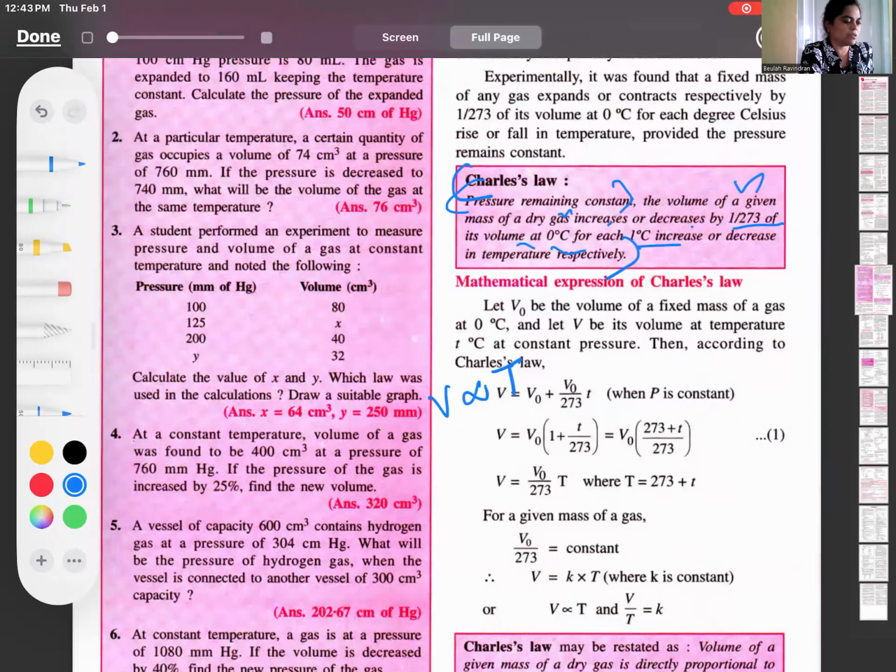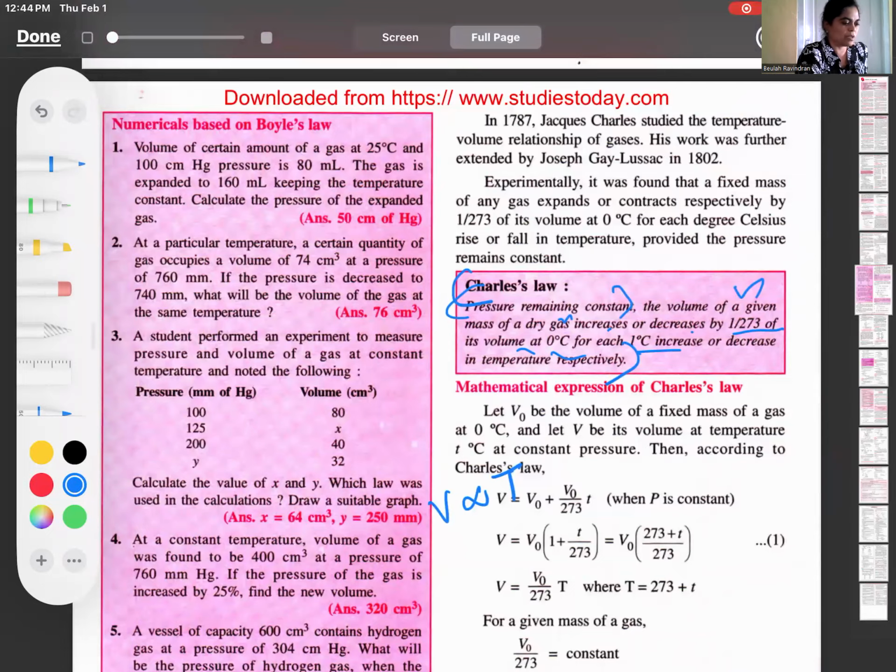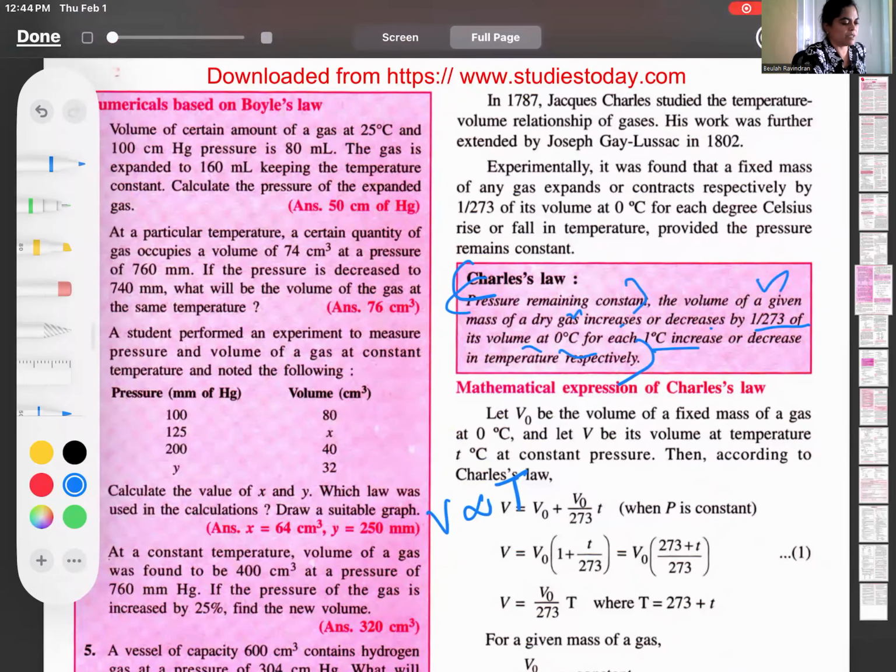Then in 1802, Gay Lussac performed this experiment along with Jacques Charles. So he followed his experiment. A fixed mass of any gas expands or contracts by 1 over 273 of its volume at 0 degrees Celsius. This 273 comes from the Kelvin scale. You know that the absolute temperature, 0 degrees Celsius is equivalent to 273 Kelvin. So 1 over 273 is given to this.